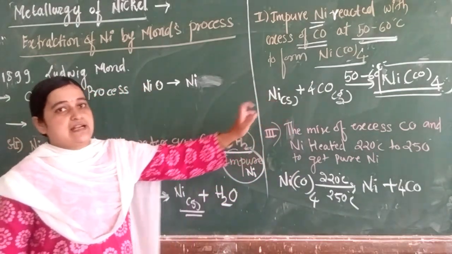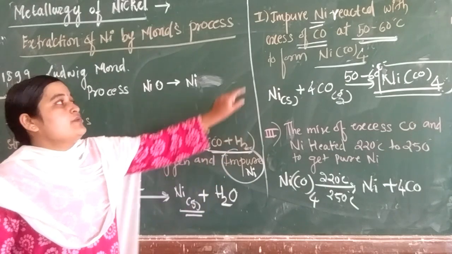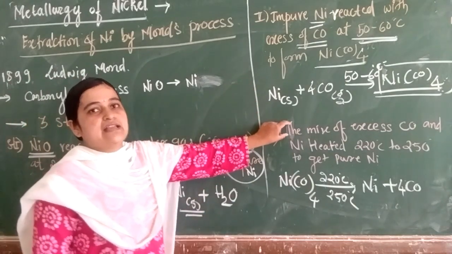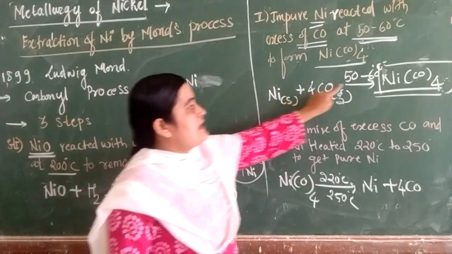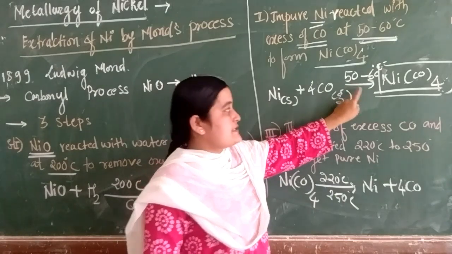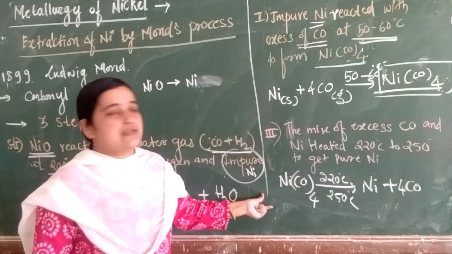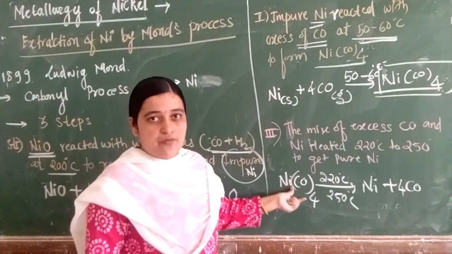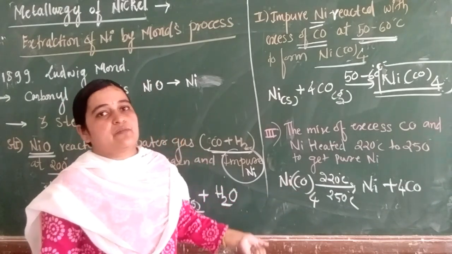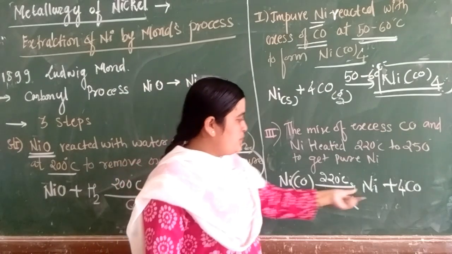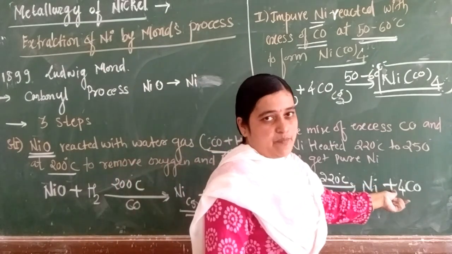What did we do in the second step? Simply, we took impure nickel and heated it in excess carbon monoxide at a temperature of 50 to 60 degrees Celsius. We get our nickel tetracarbonyl. And in the third step, when nickel tetracarbonyl is heated to remove the excess carbon monoxide, we get our pure nickel and carbon monoxide.